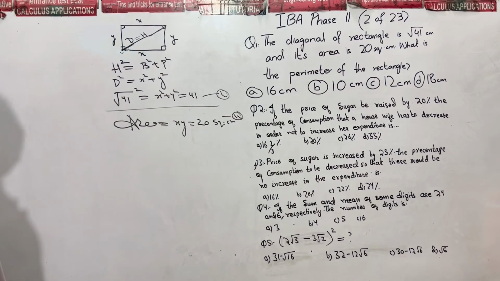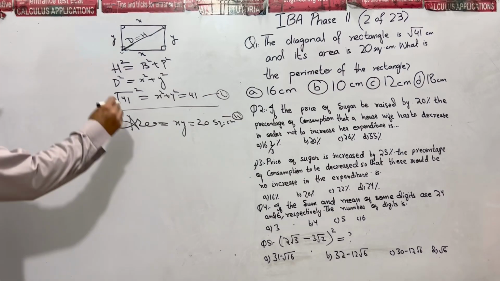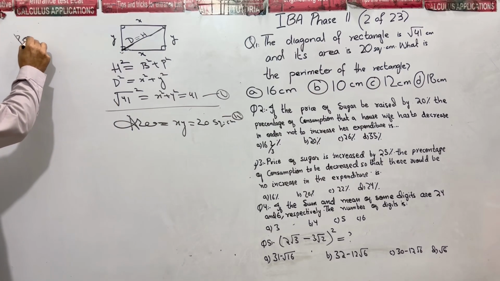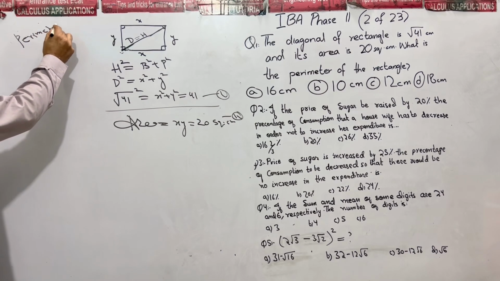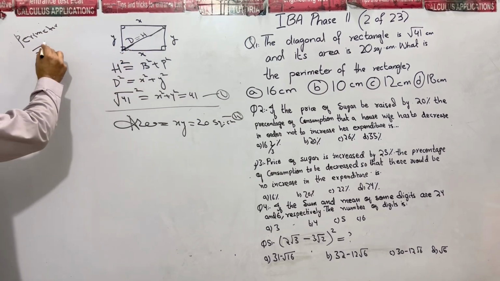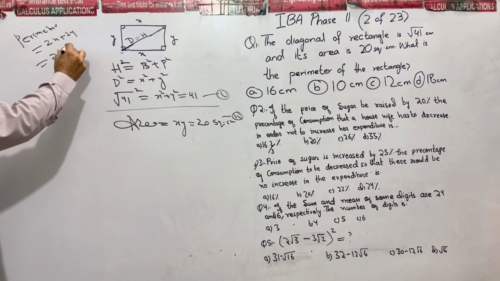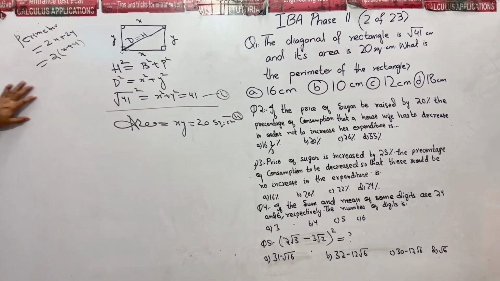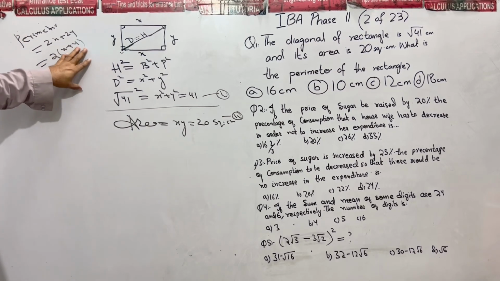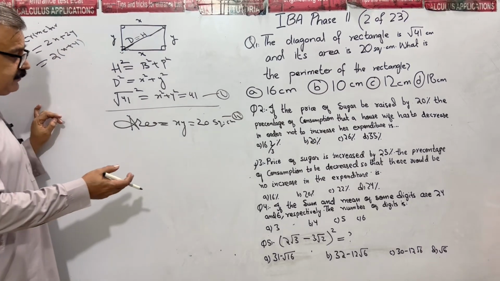We are asked to find perimeter. Perimeter of the rectangle is given by, perimeter means sum of all the sides: 2 times x, 2 times y, 2x plus 2y. Taking 2 common, 2 times x plus y. That's our perimeter. We are interested in the value of perimeter, 2 times x plus y.